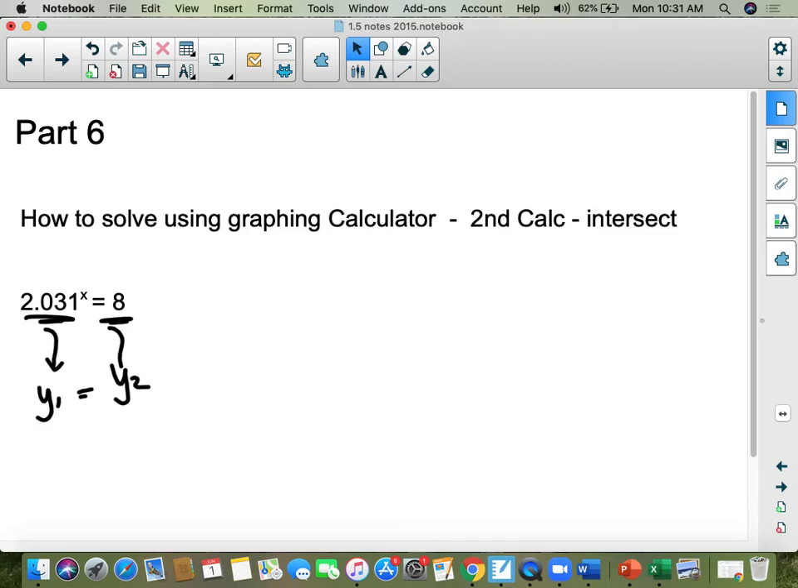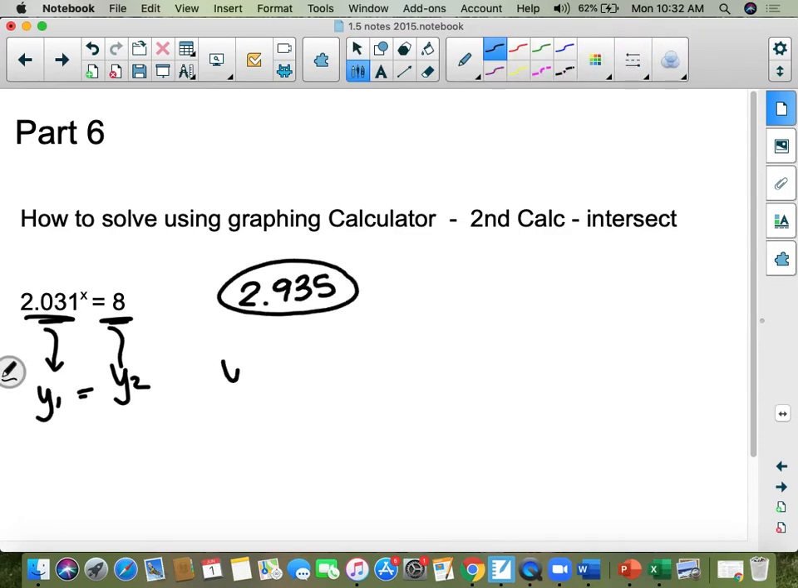I'm going to leave my x min and my x max, but I'm going to change my y from negative 3 to positive 10 and see what happens. Just play around with your window and see what happens. I've got my 2.031 raised to the x, and now my y value can go all the way up to 8. I'm going to hit calculate intersection, move my cursor up to where I think the answer is, and I'm going to get 2.935 for my answer.